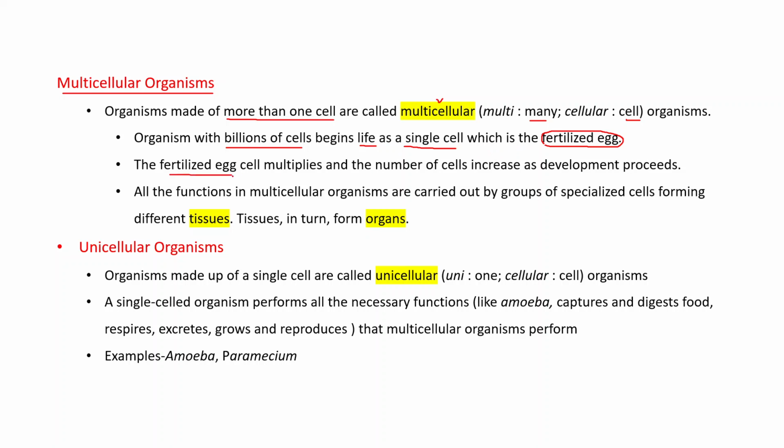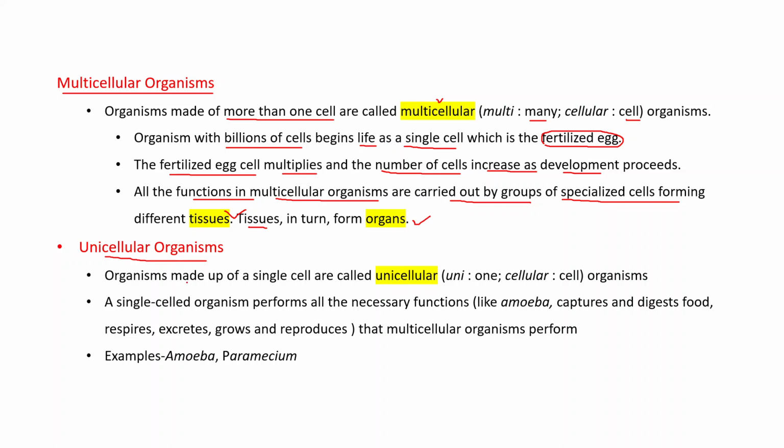This fertilized egg cell multiplies and the number of cells increases as development proceeds. All the functions in multicellular organisms are carried out by groups of specialized cells forming different tissues. Clear? That is, cells form a group and this group is known as tissue, and these tissues in turn form organs.